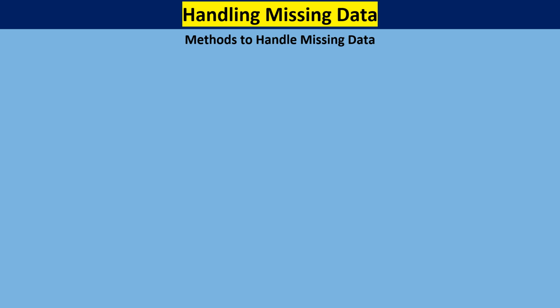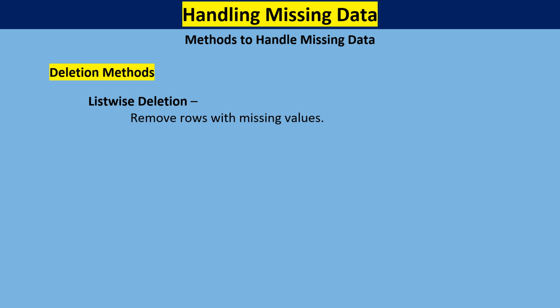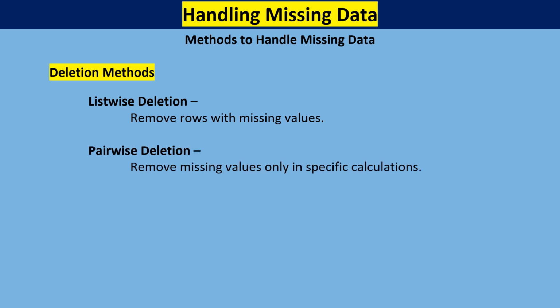Methods to handle missing data. Deletion methods work well for small amounts of missing data, but can lead to biased results if too much data is removed. Listwise deletion removes rows with missing values, and pairwise deletion removes missing values only in specific calculations.